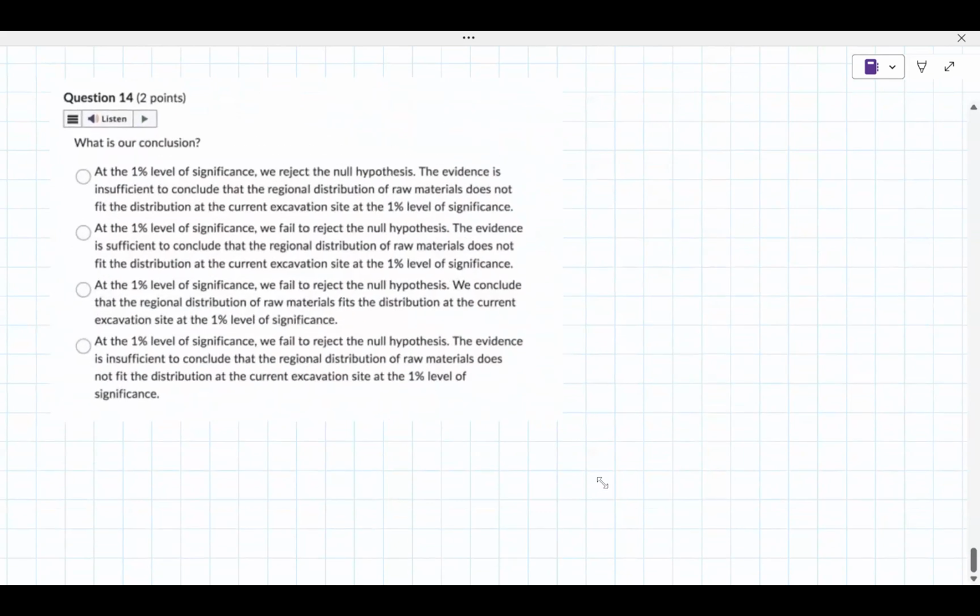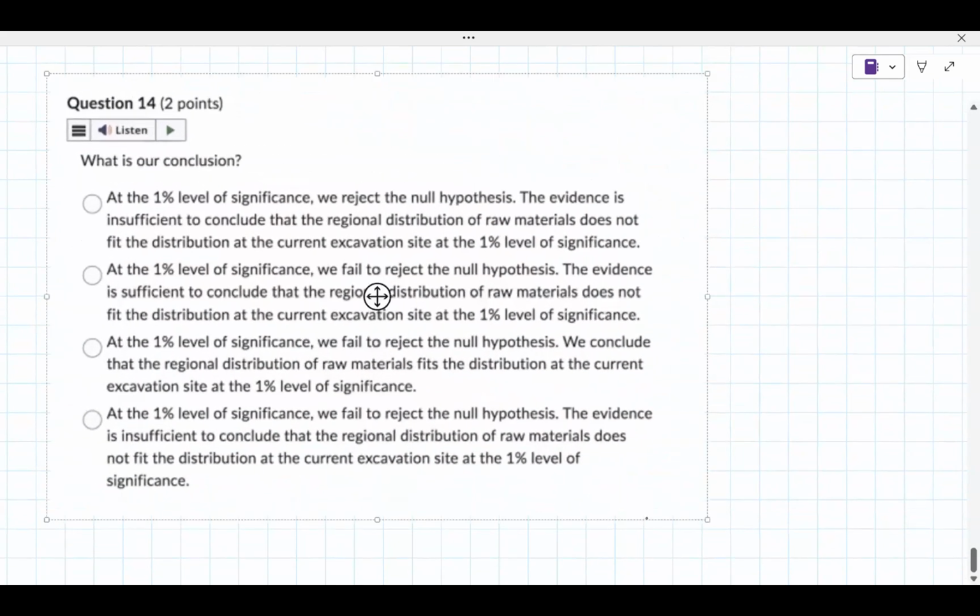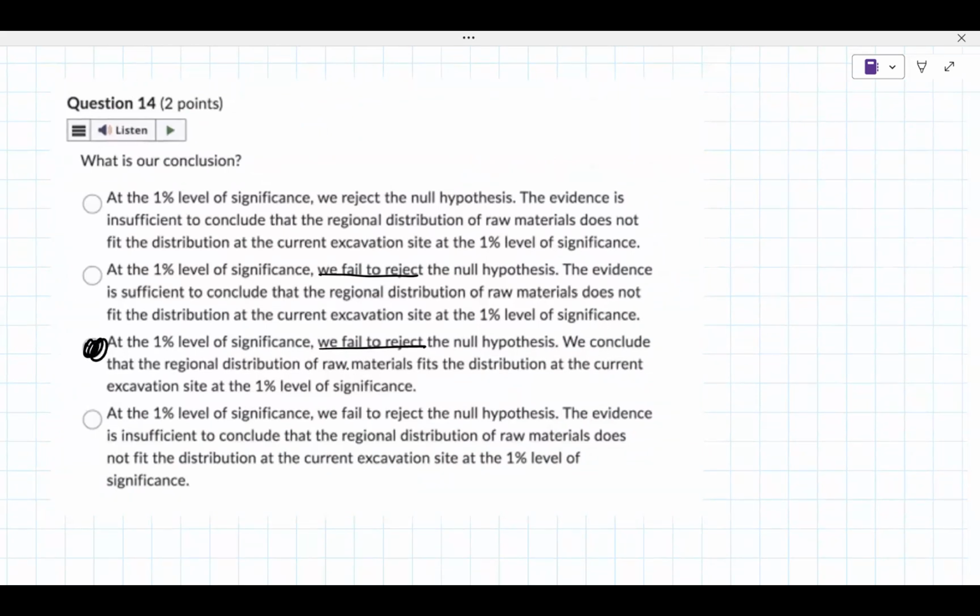So 3 of them. We fail to reject, fail to reject, fail to conclude. Yeah, this one here: the regional distribution of raw materials, the current. Not the last one, right? Good question. Yeah, I believe it's that one there, the one I selected. Okay, might be some mistakes. We'll see. Trying to get through that so you can get that last thing done you needed today.